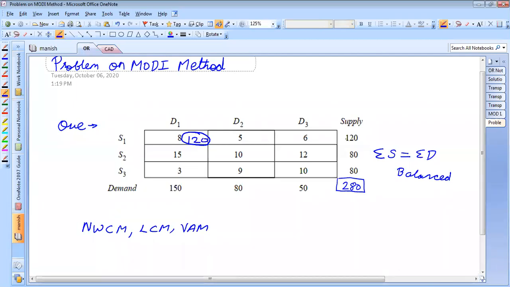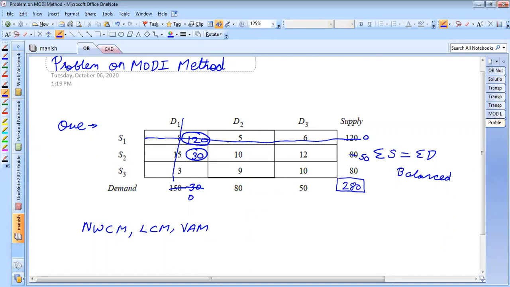If it is 120, this will become 0. If this becomes 0, the top row gets eliminated, and this will become 30, isn't it? Then the next allocation will be made here. If I make an allocation here, it will be 30, 80, so it will become 30, 30. So this will become 0. If this goes 0, the column gets eliminated. Here it will be 50.